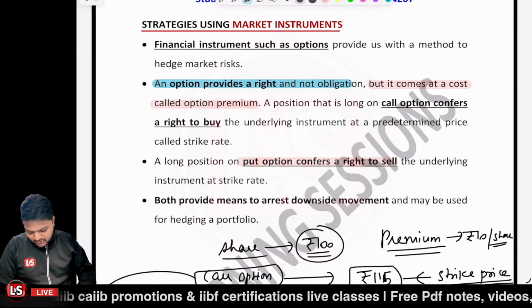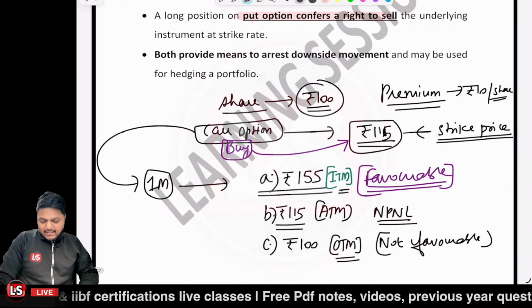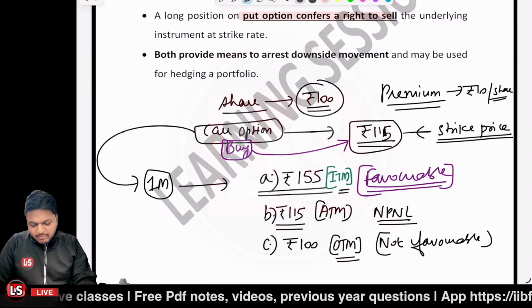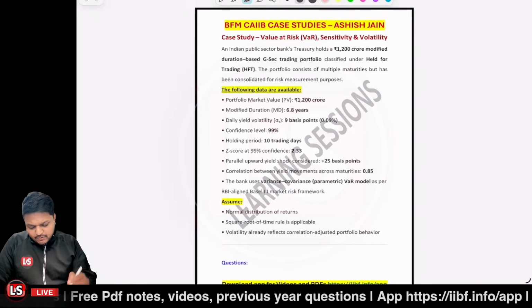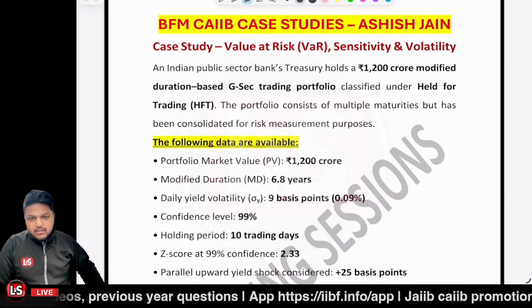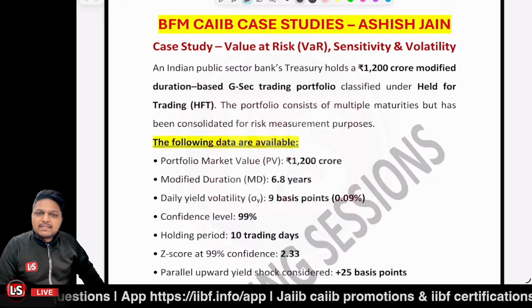I hope that you have understood the strategies related to market risk. And with this, we have ended chapter number 4 of the BFM. Now we are going to solve a case study for this, and this case study is related to value at risk and sensitivity.